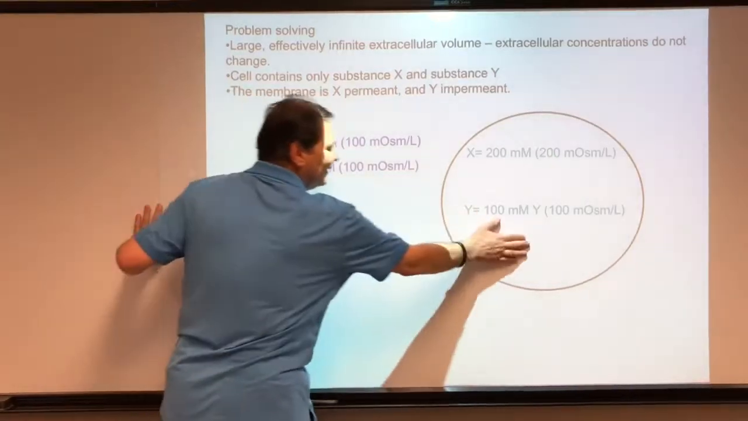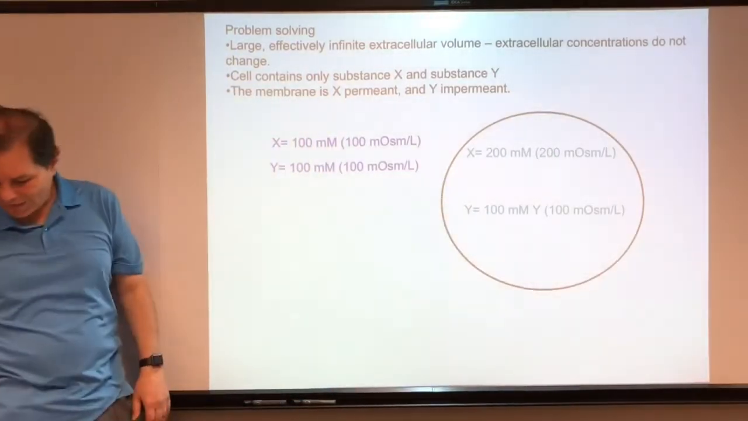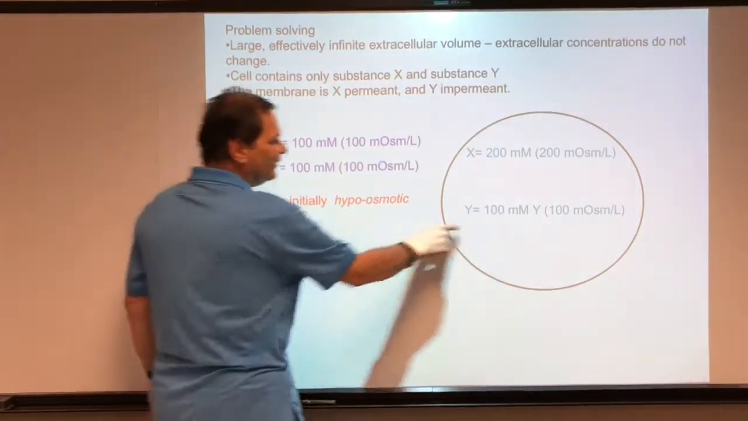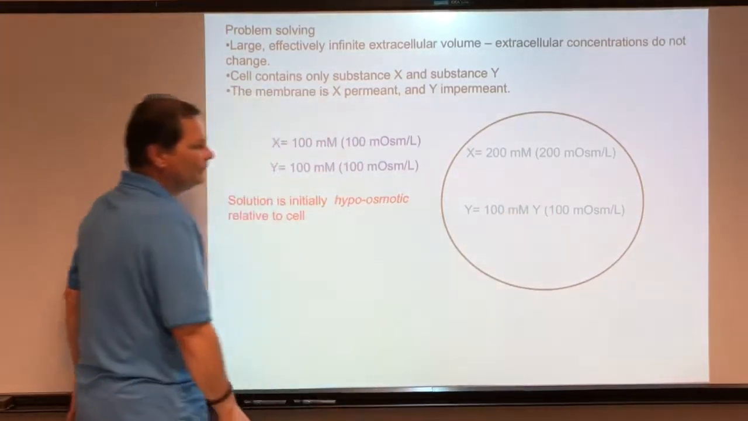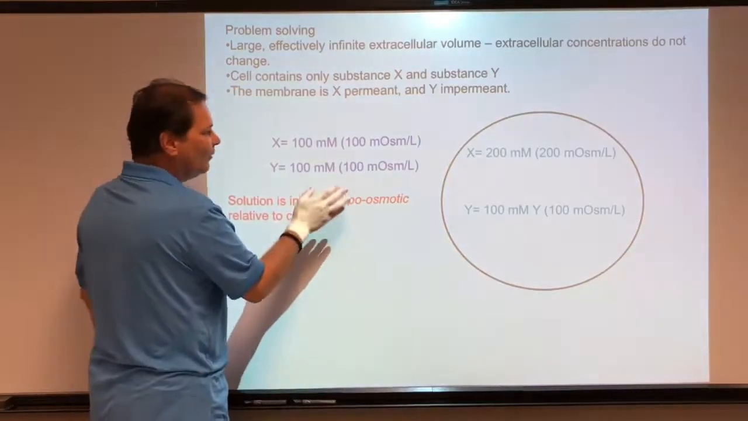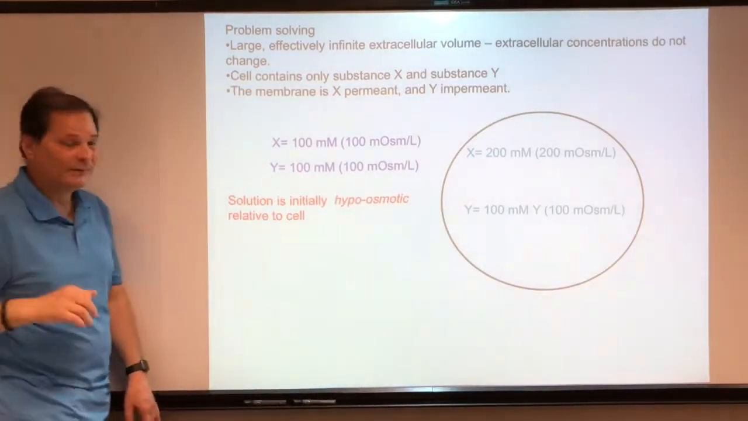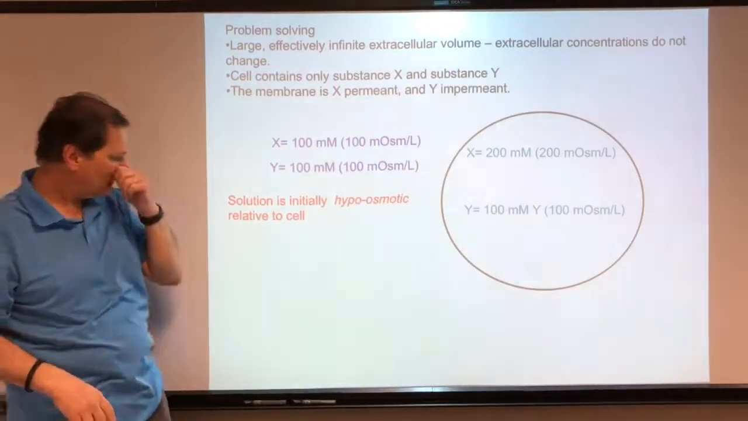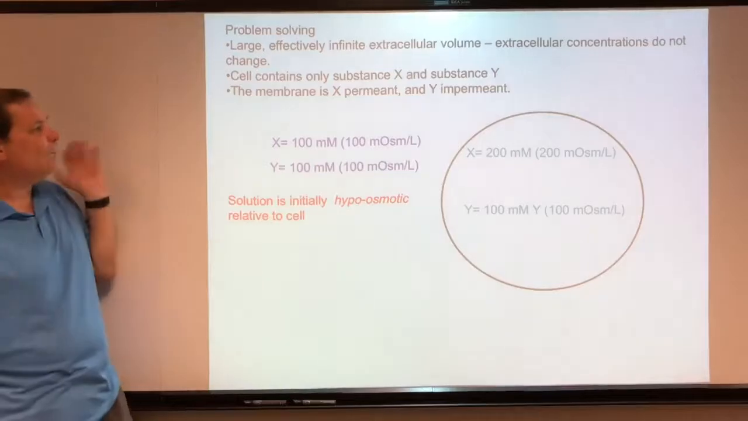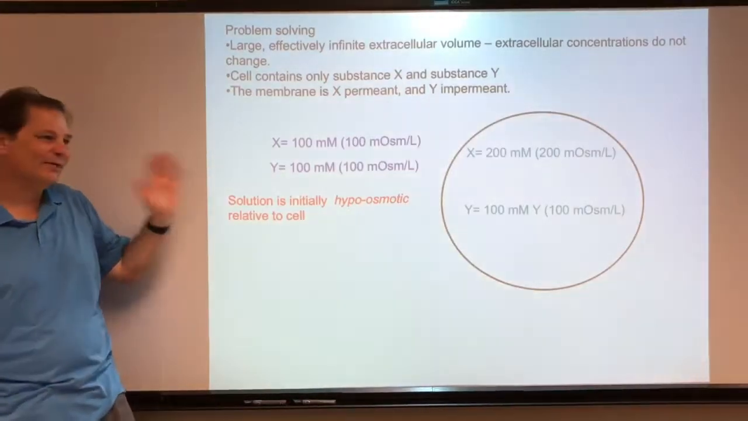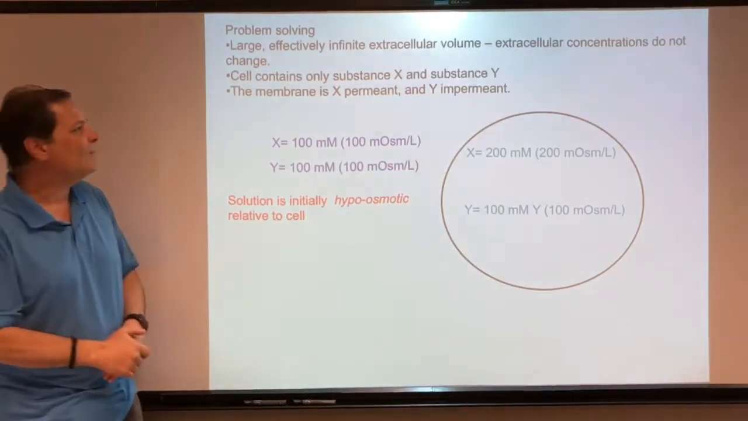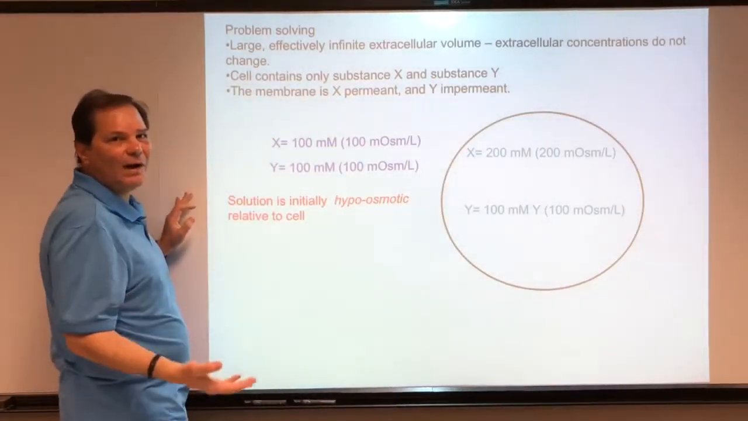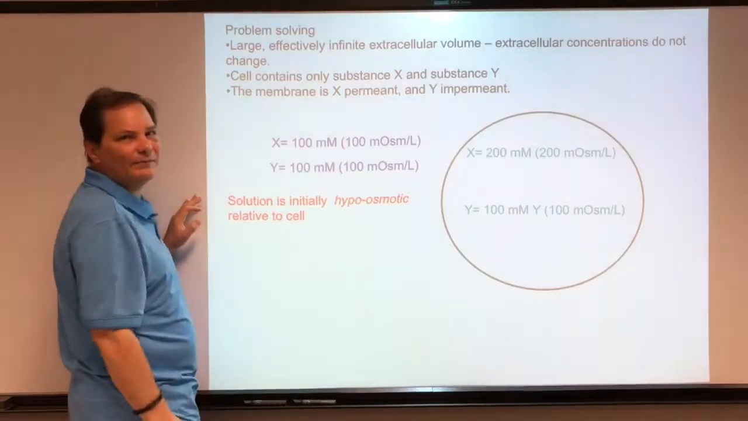This is less than this, so we say that the solution outside the cell is hypoosmotic relative to what's inside the cell. Hypoosmotic relative to the inside of the cell. This is our reference. This is our solution that we're characterizing. So now we know the osmolarity, relative, hypoosmotic. Now we ask, what's going to happen to this cell when I drop it into the beaker? Is it going to swell? Is it going to shrink? Is it going to stay the same volume?